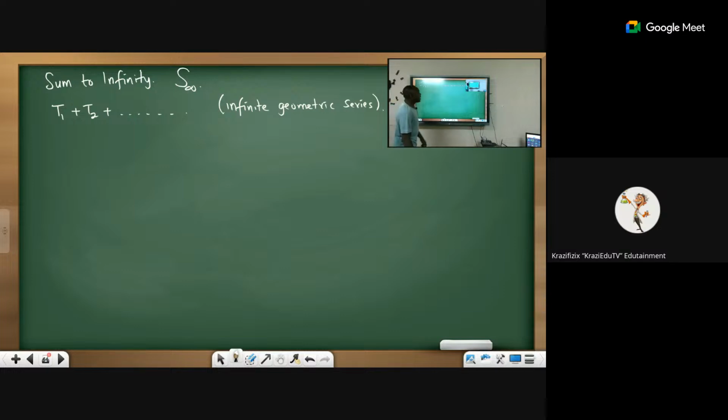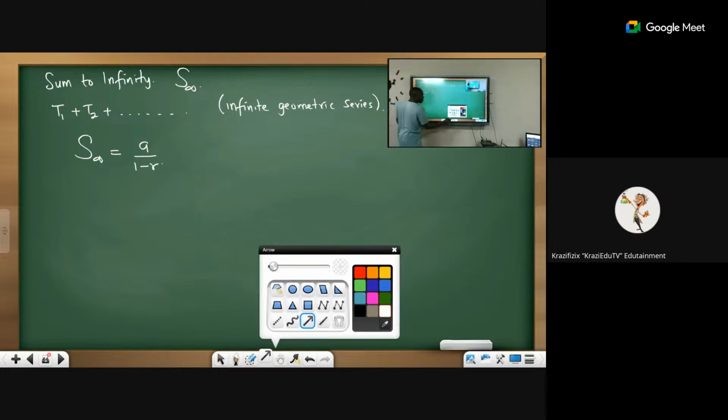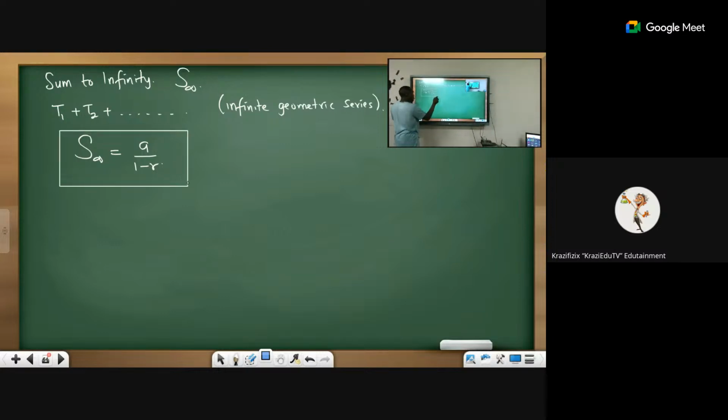All right. Here's the formula, guys. We don't need to stress. S infinity is simply A over 1 minus R. You just use it. Is that okay? You just use it.